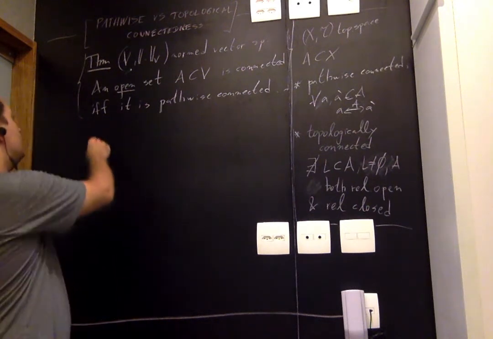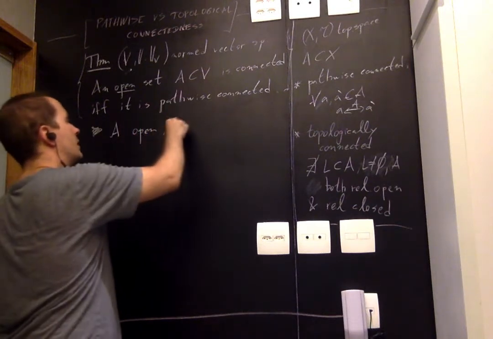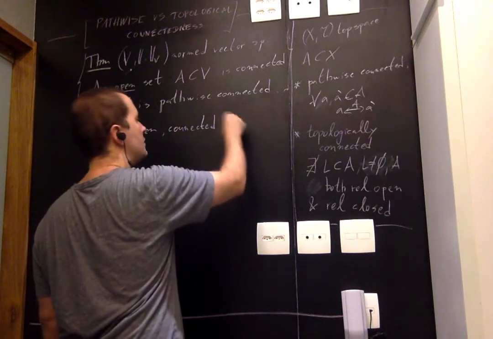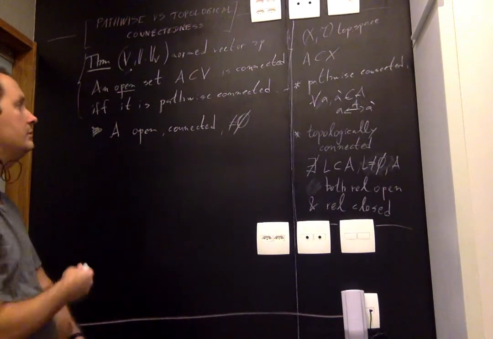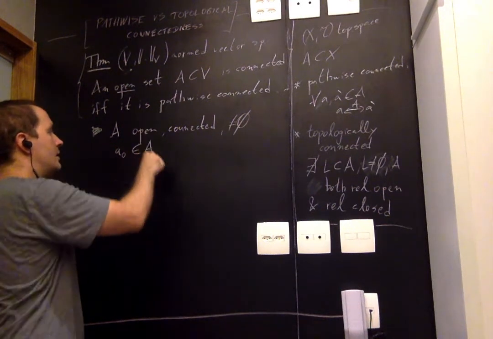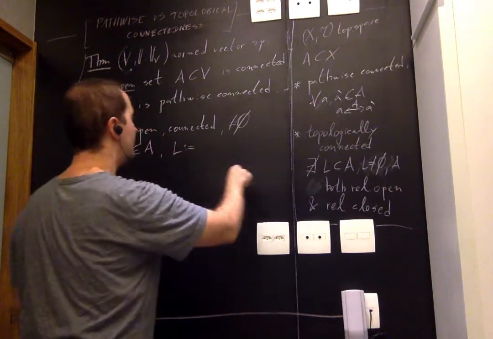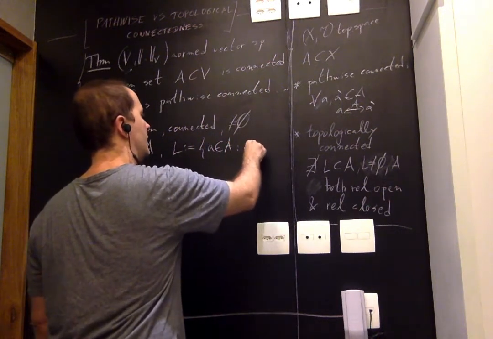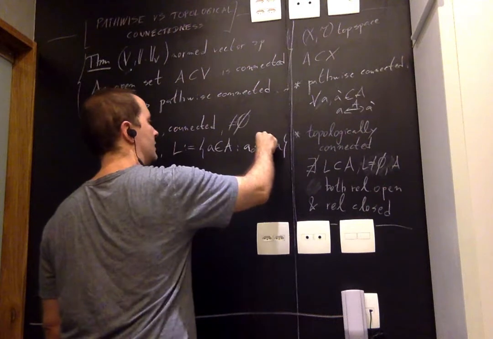So we're going to assume that A is open and connected. We're also going to assume that it's non-empty, otherwise it's connected trivially. We take some point A0 that belongs to A, since we're assuming it's non-empty. And I'm going to define a subset of A, which I'm going to call L, which is the subset of all points in A that are connected by a path to A0, inside A.